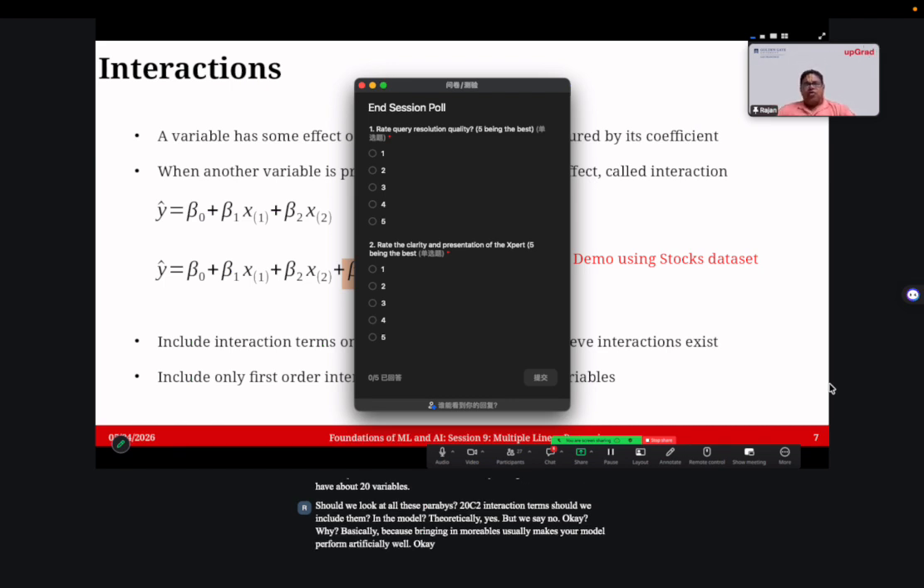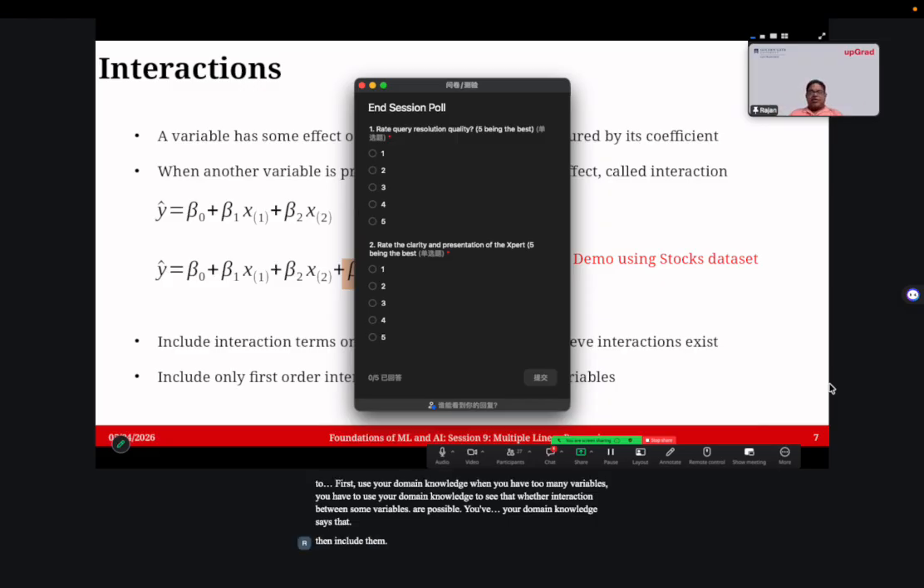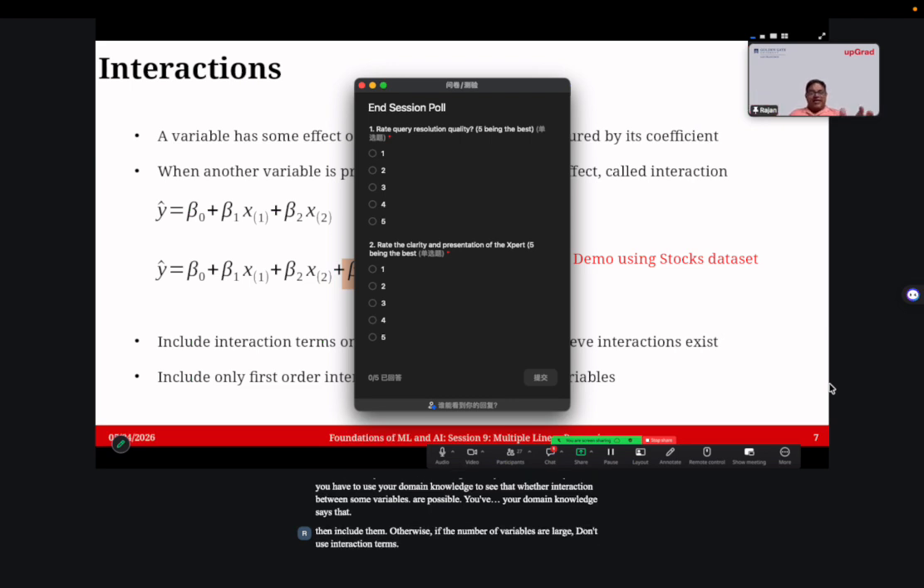So what you have to do is first use your domain knowledge. When you have too many variables, you have to use your domain knowledge to see whether interaction between some variables is possible. If your domain knowledge says that, then include them. Otherwise, if the number of variables is large, don't use interaction terms. See whether your no interaction model itself works well enough for you.